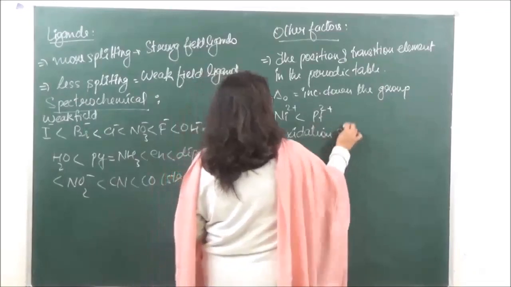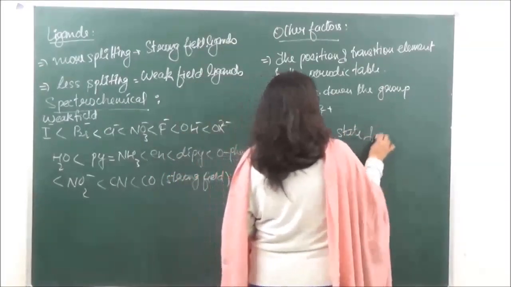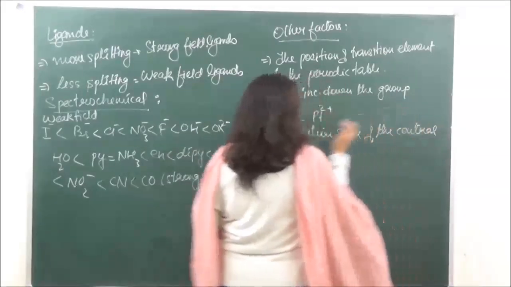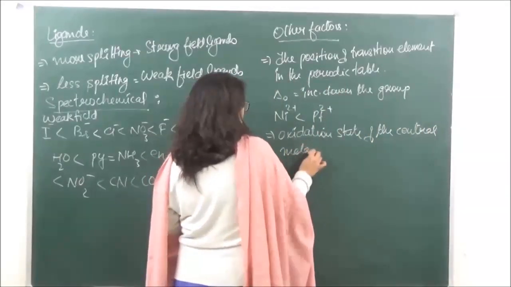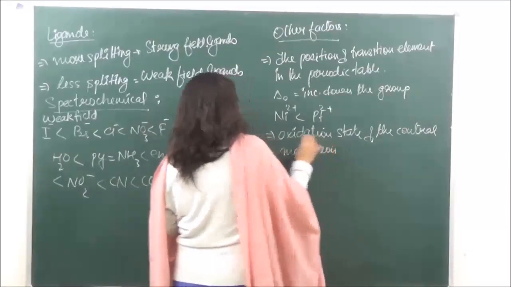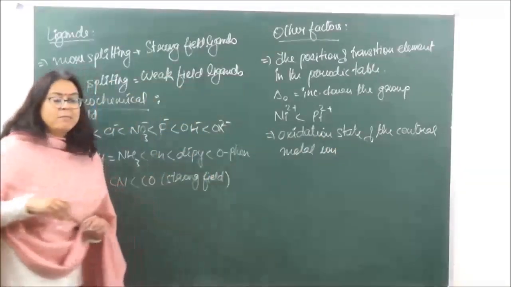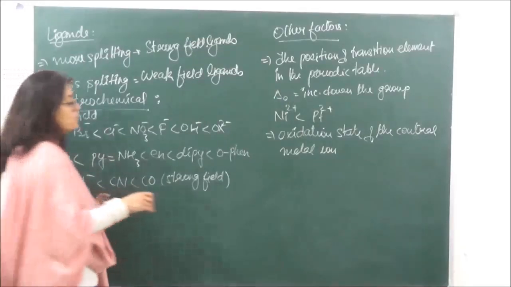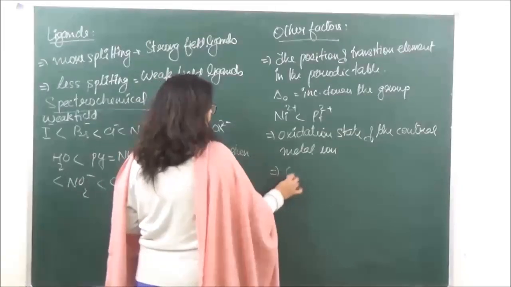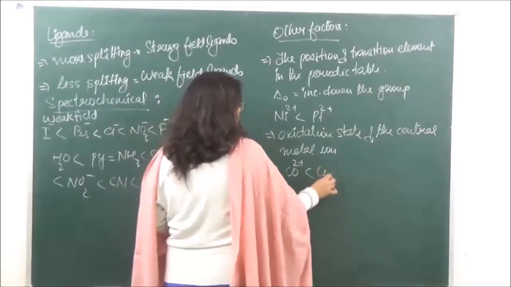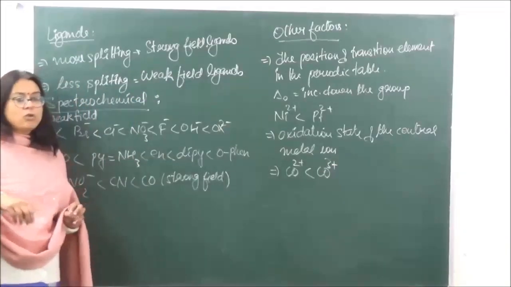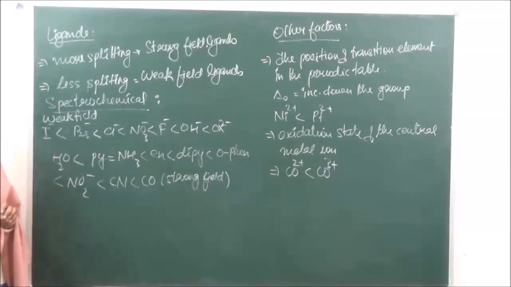Then the second factor: it will also depend upon the oxidation state of the central metal ion. Generally the ones which have higher oxidation state cause more crystal field splitting. So if you're talking of Co2 positive and Co3 positive, Co3 positive is going to cause greater splitting.